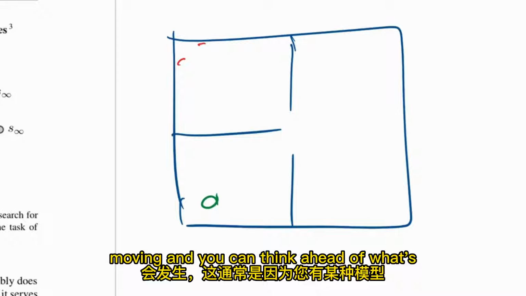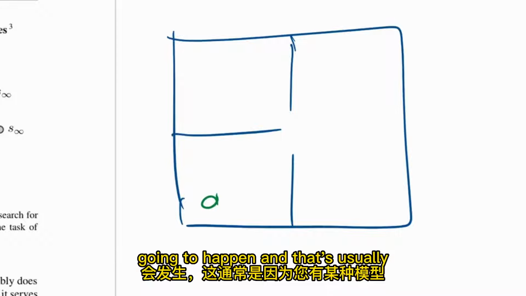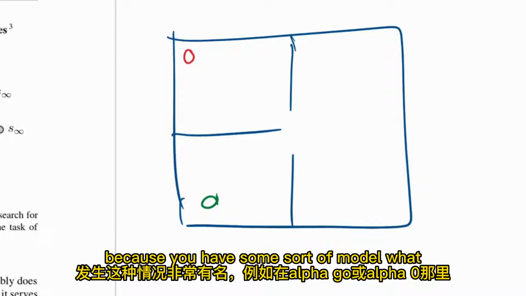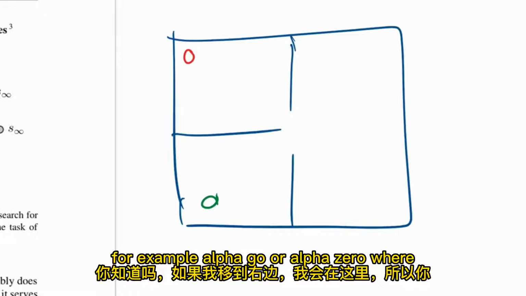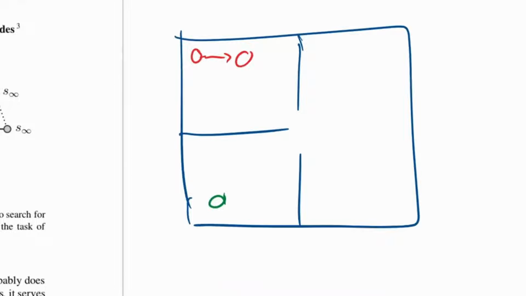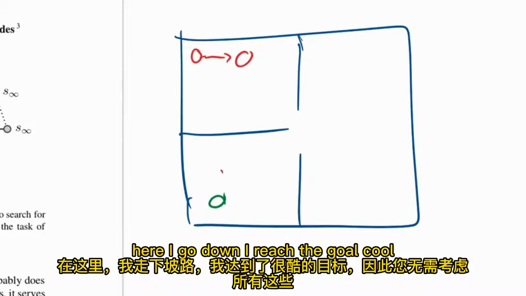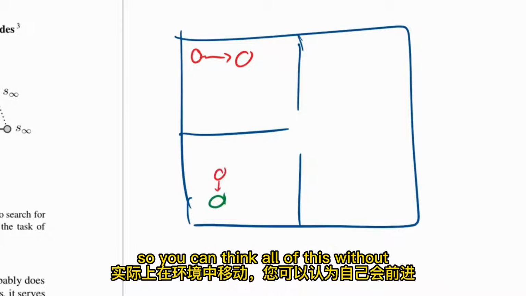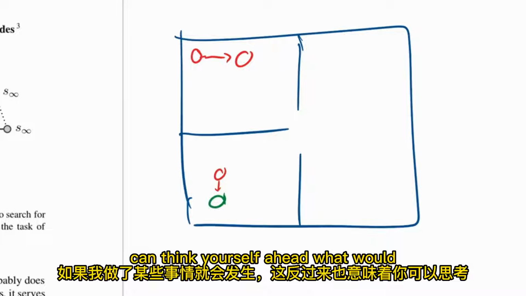What you can do is think about moving, and you can think ahead about what's going to happen. And that's usually because you have some sort of model of what happens. This is very famously applied in, for example, AlphaGo or AlphaZero, where you know, if I move to the right here, I'm going to be here. So you will know once you've reached the goal. If I'm here, I go down, I reach the goal. Cool. So you can think all of this without actually moving in the environment. You can think yourself ahead. What would happen if I did certain things?